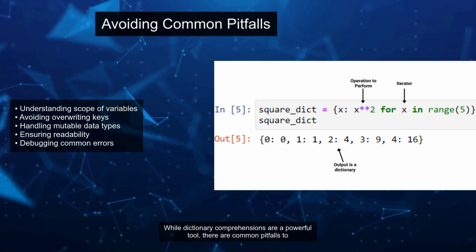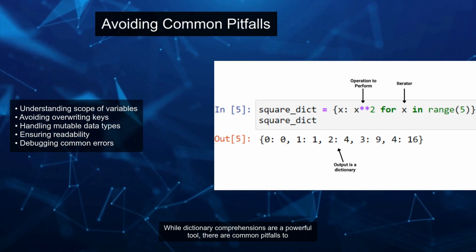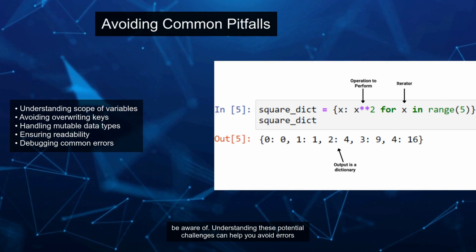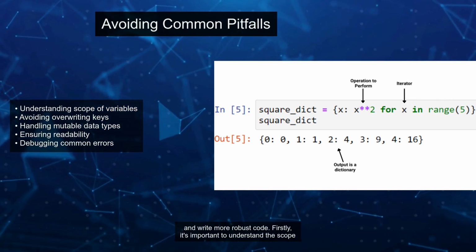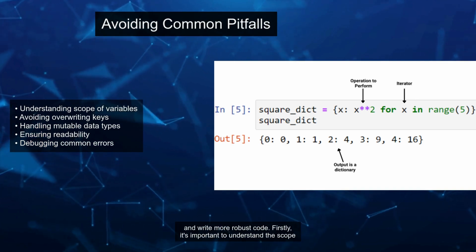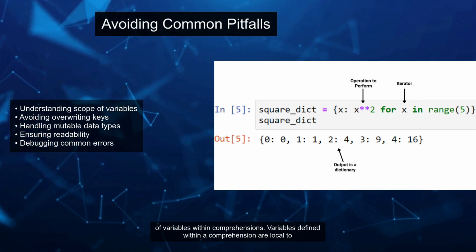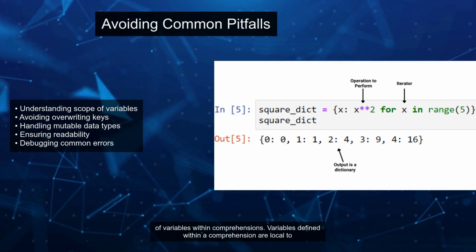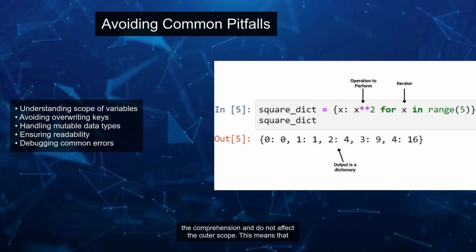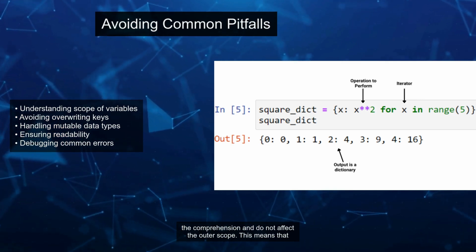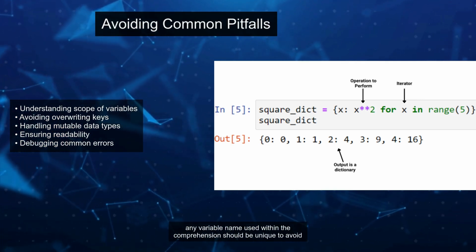While dictionary comprehensions are a powerful tool, there are common pitfalls to be aware of. Understanding these potential challenges can help you avoid errors and write more robust code. Firstly, it's important to understand the scope of variables within comprehensions. Variables defined within a comprehension are local to the comprehension and do not affect the outer scope. This means that any variable name used within the comprehension should be unique to avoid conflicts.